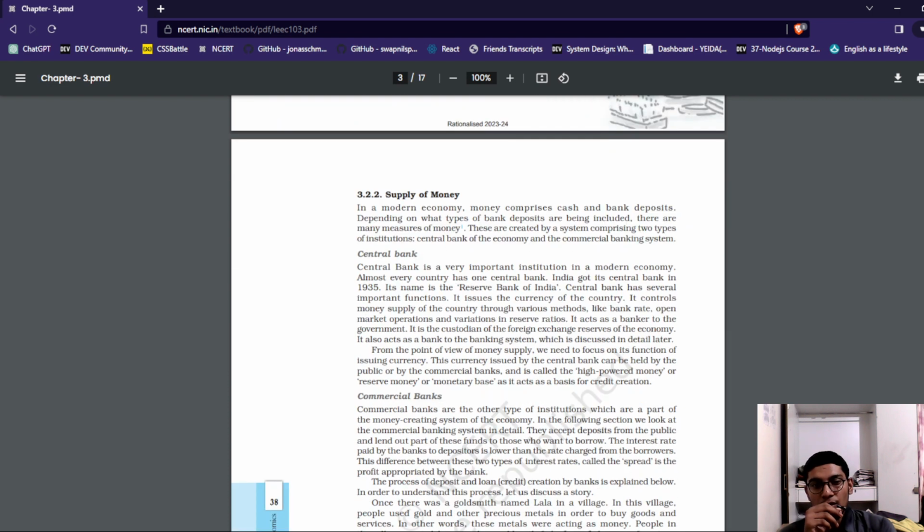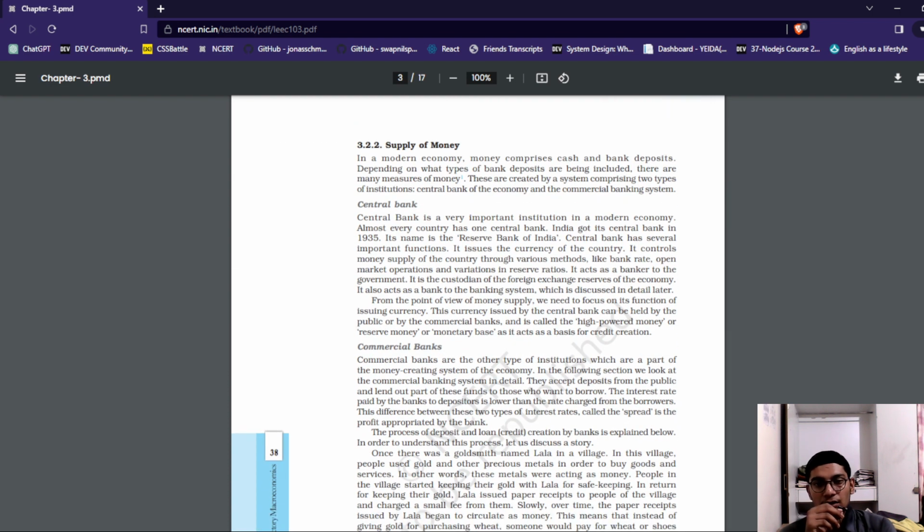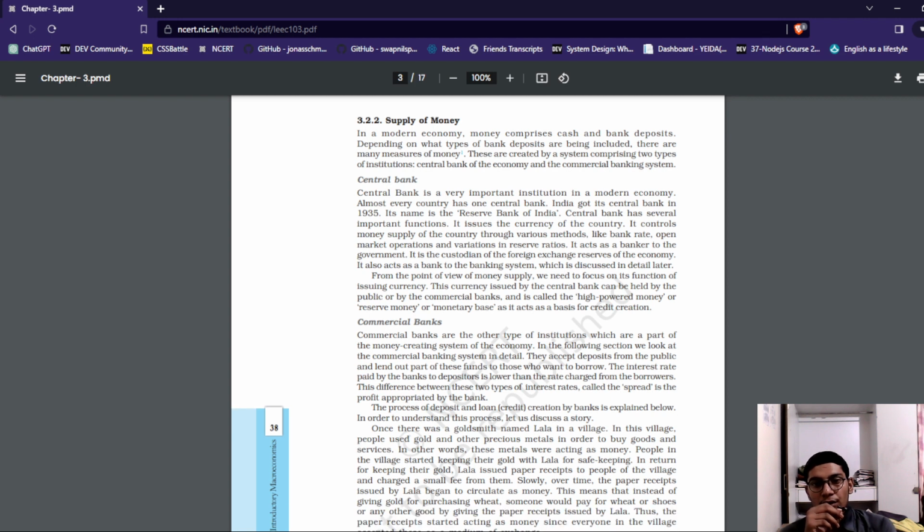Supply of money. In a modern economy, money comprises cash and bank deposits. Depending on what type of bank deposits are included, there are many measures of money. They are created by a system comprising two types of institutions: the central bank and the commercial bank system.